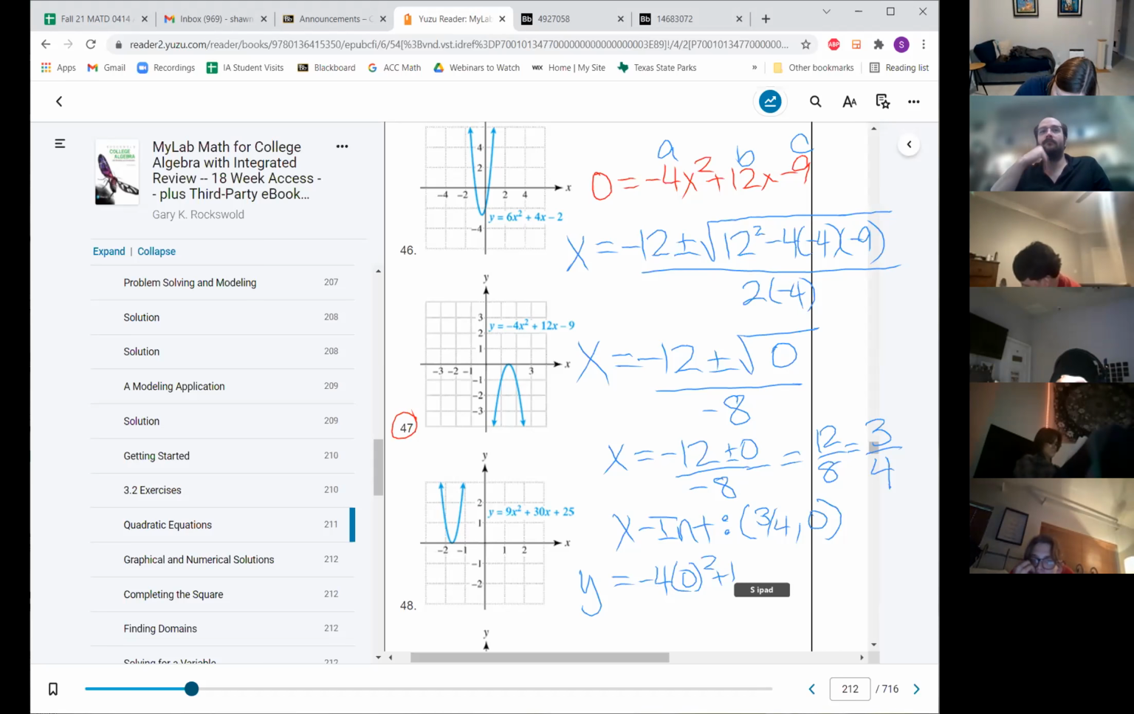Shouldn't the x-intercept be 3/2? Did I simplify it wrong? Divide by 4. Oh, is it 3/2? I might have simplified it wrong. Let's see. Divide by 4 and 4. Yeah, there you go. 3/2.